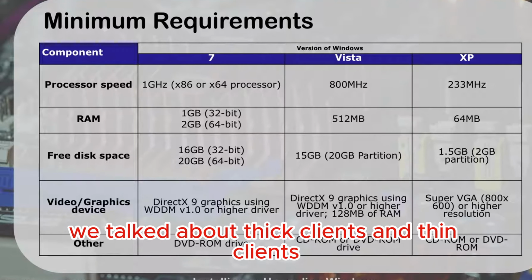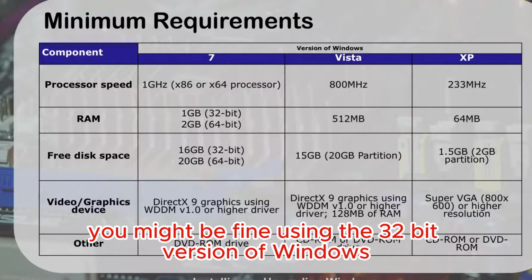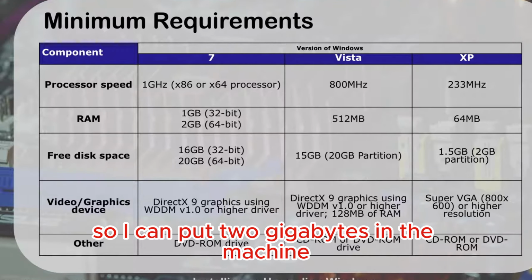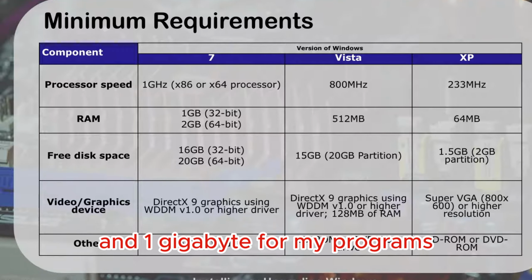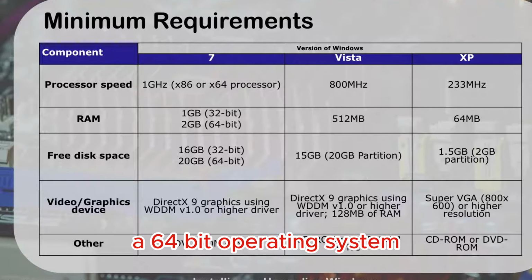So if you remember, we talked about thick clients and thin clients, and we said, well, hey, if you're going to use a thick client or a thin client, you might be fine using the 32-bit version of Windows because it only requires 1 gigabyte of RAM instead of 2. So I could put 2 gigabytes in the machine, run the 1 gigabyte for the operating system and 1 gigabyte for my programs. So it'll work a lot better for me than running a 64-bit operating system in that case.